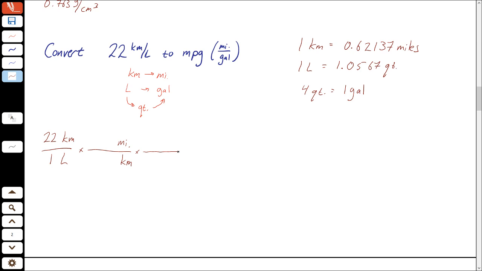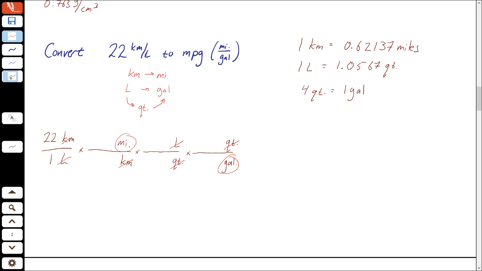And then I've got to go liters to quarts to gallons. So liters to quarts, since liters is on the bottom, I'm going to cancel liters by putting it on top and then having quarts on the bottom. And then quarts to gallons. So let's check to make sure everything cancels the way it's supposed to. Kilometers cancel with kilometers to leave miles. Liters cancels with liters. Quarts cancels with quarts. So the only ones that are left are miles on the top and gallons on the bottom, which is exactly what we want. So now we can fill in our numbers.